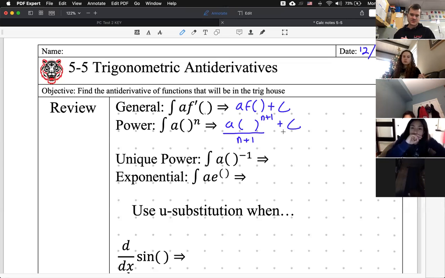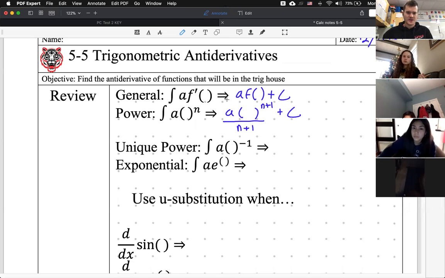So those rules are the easier ones. Let's try the ones we just learned on Friday. Whenever I have something to the power of negative 1 and I take the antiderivative, what is it? It's the natural log of the absolute value of whatever's on the inside. And don't forget your plus C.